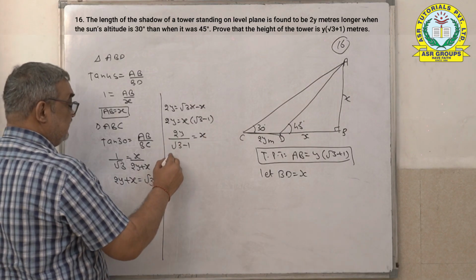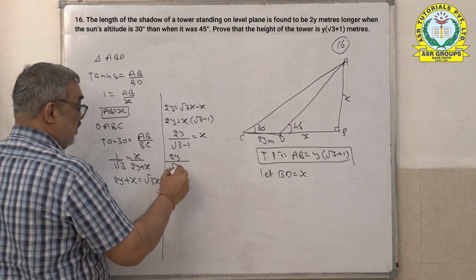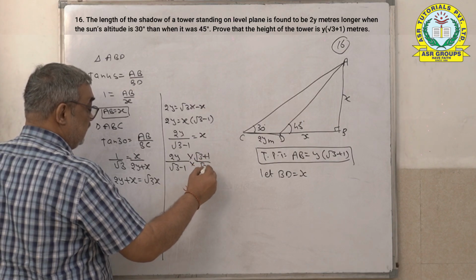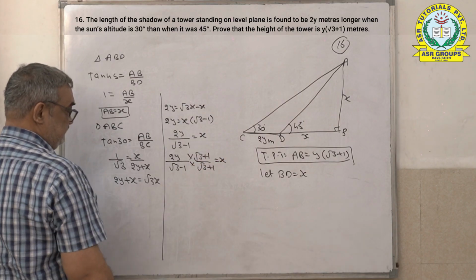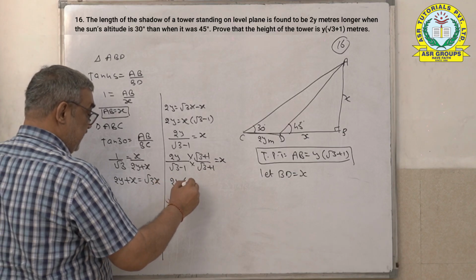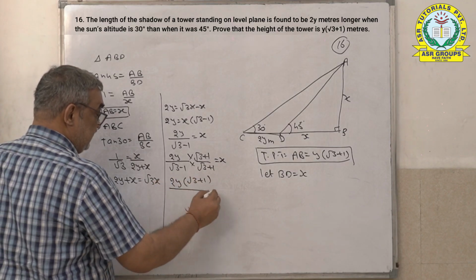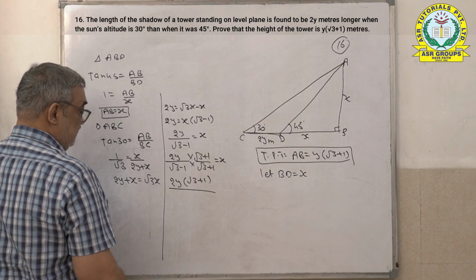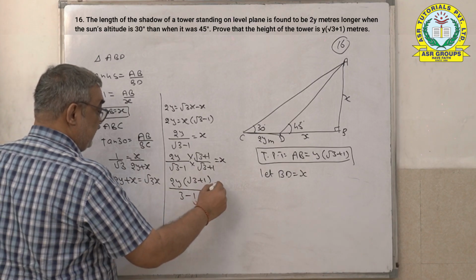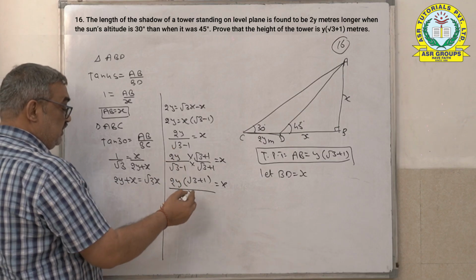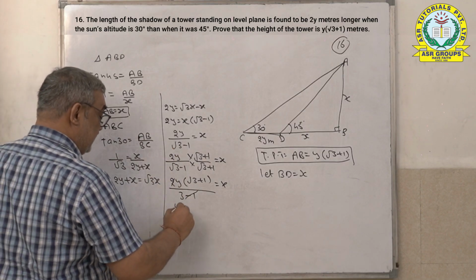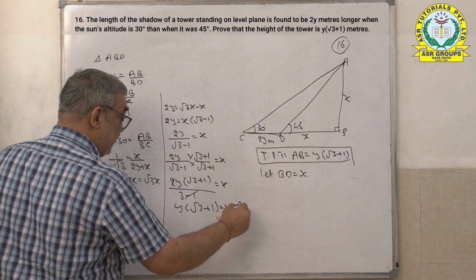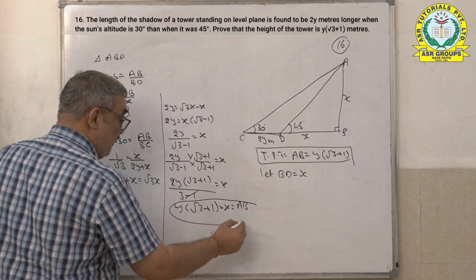We'll rationalize. We'll multiply up and down by root 3 plus 1 equal to x. 2y root 3 plus 1. A minus b into a plus b is a square minus b square. 3 minus 1, 3 minus 1 is 2. 2 will get cancelled with this. So I got my proof. x, that equals AB. This only I want to prove.